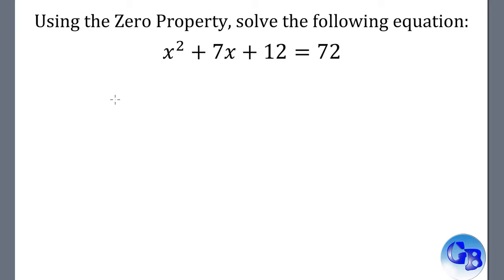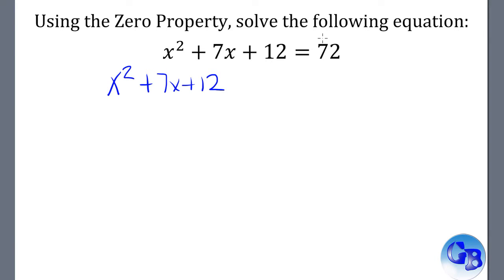We're going to use the zero property to solve this equation here. Well, we can see it does not end in 0, but it does end in a value. And we know with basic algebra, if we move some numbers around and variables around, we can find out how to solve a problem. That's the beauty of algebra. So let's do this. We have x squared plus 7x plus 12.